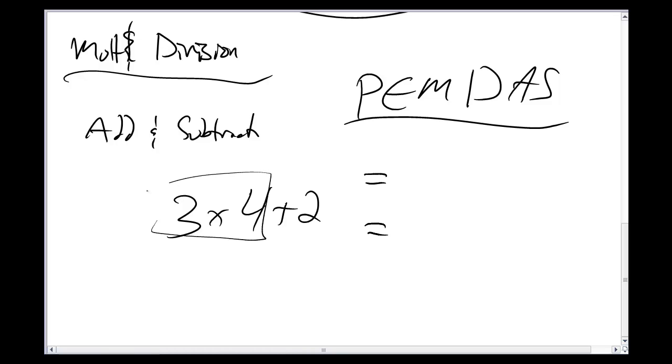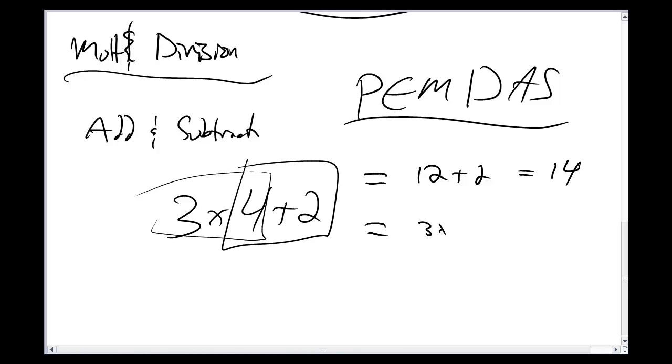because I could either do the 3 times the 4 first and get myself 12 plus 2, which would give me 14, or I could do the 4 plus 2 first and get myself 3 times 6, maybe I can't count today either. I can't spell and can't count. And 6 times 3, as we know, is going to give me 18.